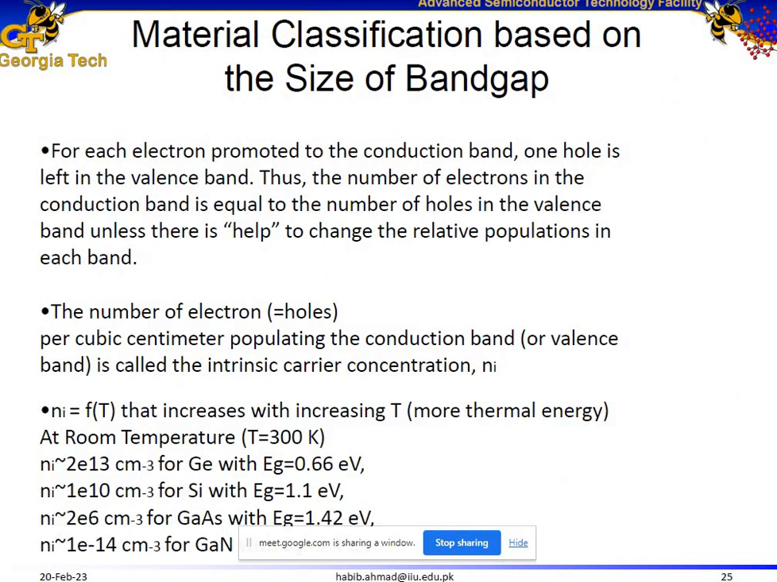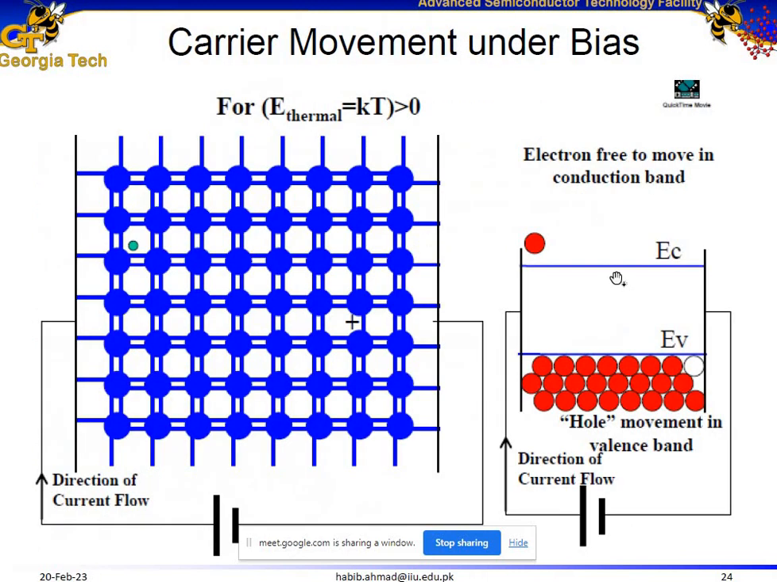Material classification based on the size of the band gap. So based on the size of the band gap, we can classify materials into metals, semiconductors, and insulators. But before talking about material classification, I want to talk about another concept, which is intrinsic carrier concentration.